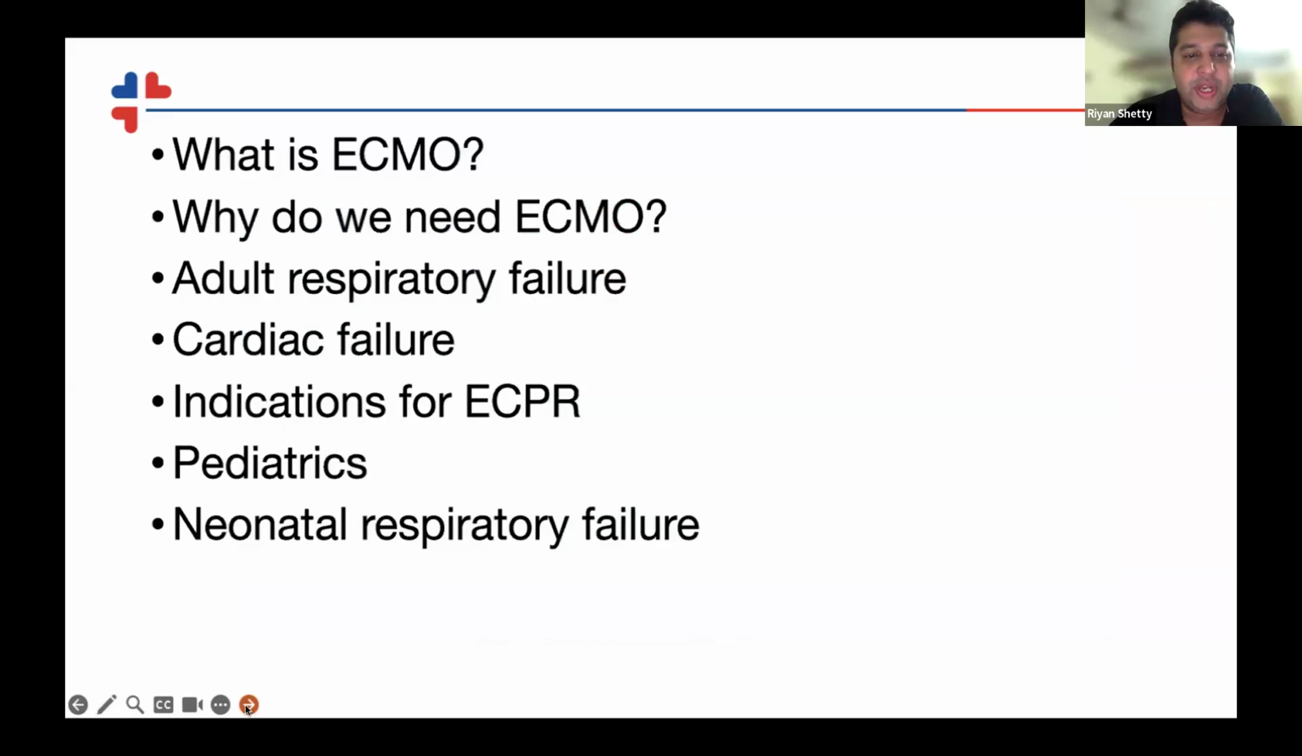So what is ECMO and why do we need ECMO? I'm going to talk about indications for adult respiratory ECMO, adult respiratory failure, cardiac failure, indications for ECPR, a note on pediatric indications, and neonatal respiratory failure indications. Before I start, ECMO is usually categorized into three different age groups. One is the adult, anyone above 18. Then there is pediatrics, which is above 1 month and less than 18 years. And then neonatal, which is less than 1 month. And depending on what type of issue it is, respiratory failure or cardiac failure, it's again classified.